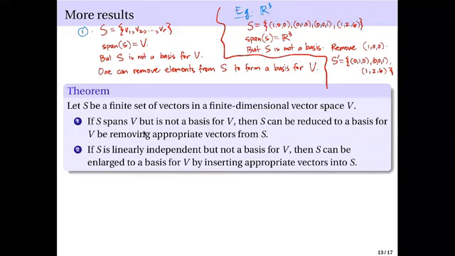S can be reduced to a basis for V by removing appropriate vectors from S. We have the S, 4 elements. It's not a basis. We remove one element. So let's rename it as S prime. This has 3 elements. We need to check if this is a basis or not. You can just use linear independence. And once you've checked that the elements are linearly independent, then this is a basis. So that's the first statement here.